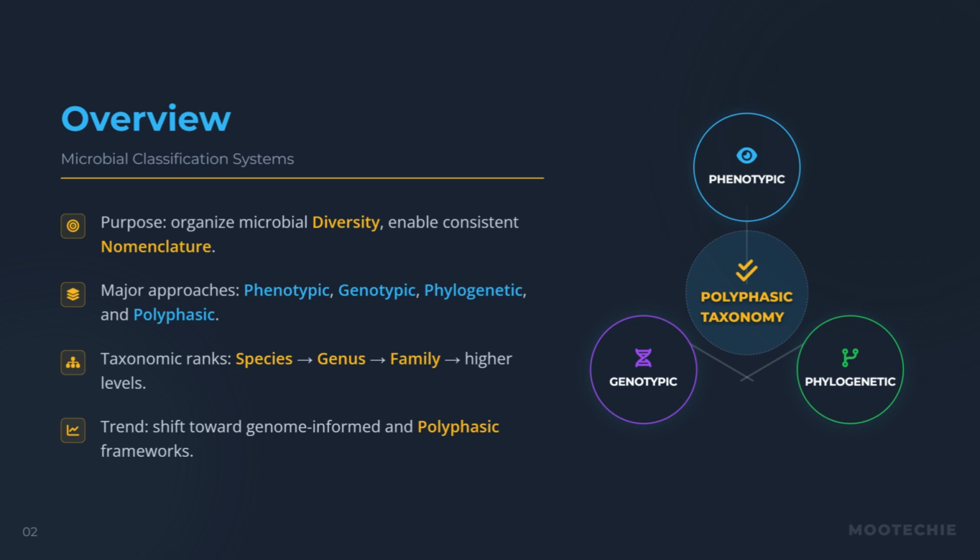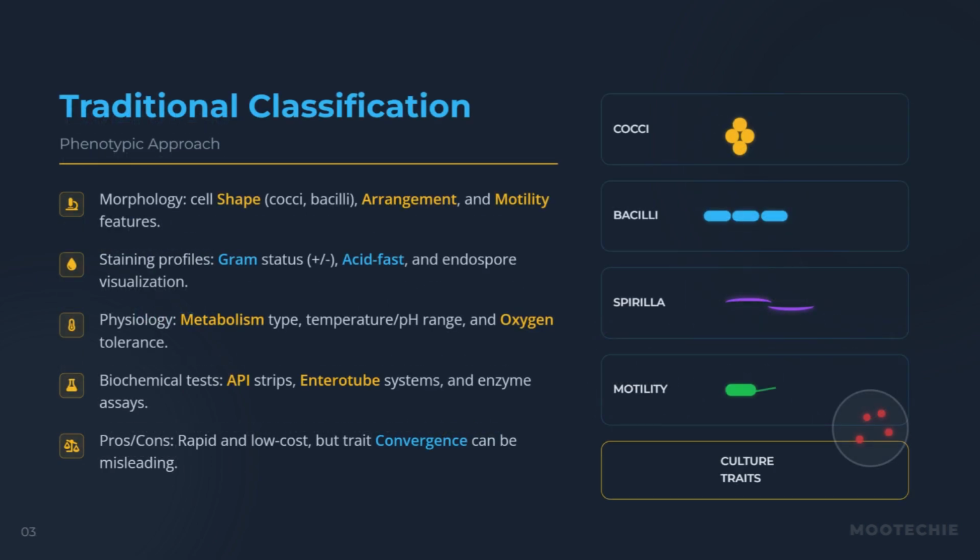Let's begin with the traditional classification method, the phenotypic approach. This method is based on observable traits. Morphology looks at cell shape, like cocci or bacilli, their arrangement and motility, features helping to visually group similar-looking organisms. Staining profiles such as gram status, positive or negative, acid-fast staining, and endospore visualization provide quick chemical fingerprints of cell wall structure.